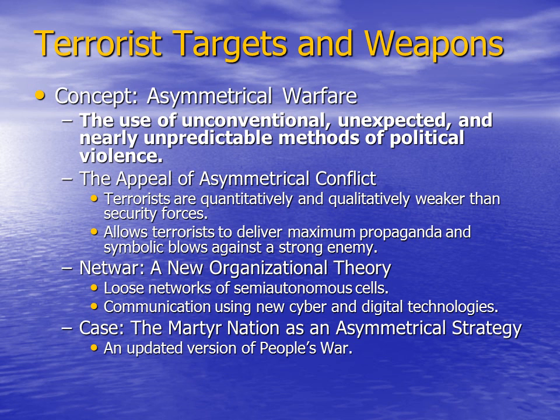Next slide. Another concept is, obviously, when we have these below-state groups, they don't have the power of the state, whether it be weaponry or even the methods and training, so they use unconventional, unexpected, and nearly unpredictable methods of political violence. And that's why they engage in asymmetrical conflict, because they're quantitatively and qualitatively weaker than the security forces. So they use asymmetrical conflict, and this could be almost like hit-and-run techniques. They blend in with the population. We see this in Iraq. We see it in Afghanistan and other parts of the world.